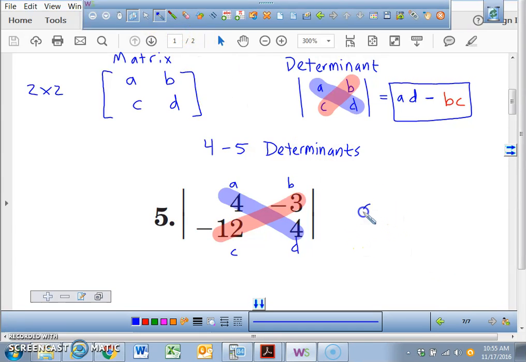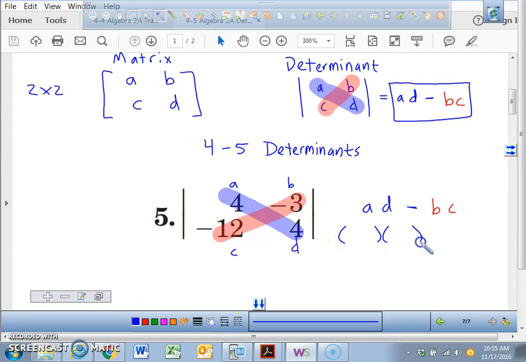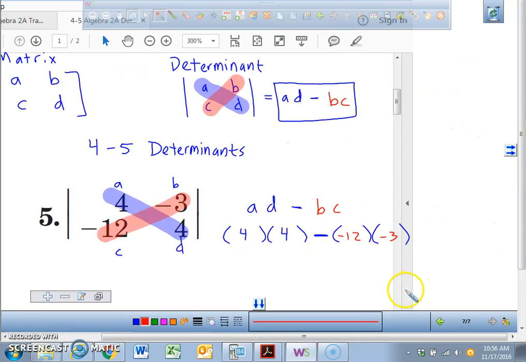So, right here, we have A times D minus B times C. My suggestion for everybody is to put your A and your D in parentheses, then put a big old negative sign, and put a couple more parentheses to fill things in. Our A value is 4. Our D value is 4. Our B value, negative 12. And our C value is negative 3. So make sure you put parentheses so that you don't mess up when you're dealing with a whole bunch of negatives.